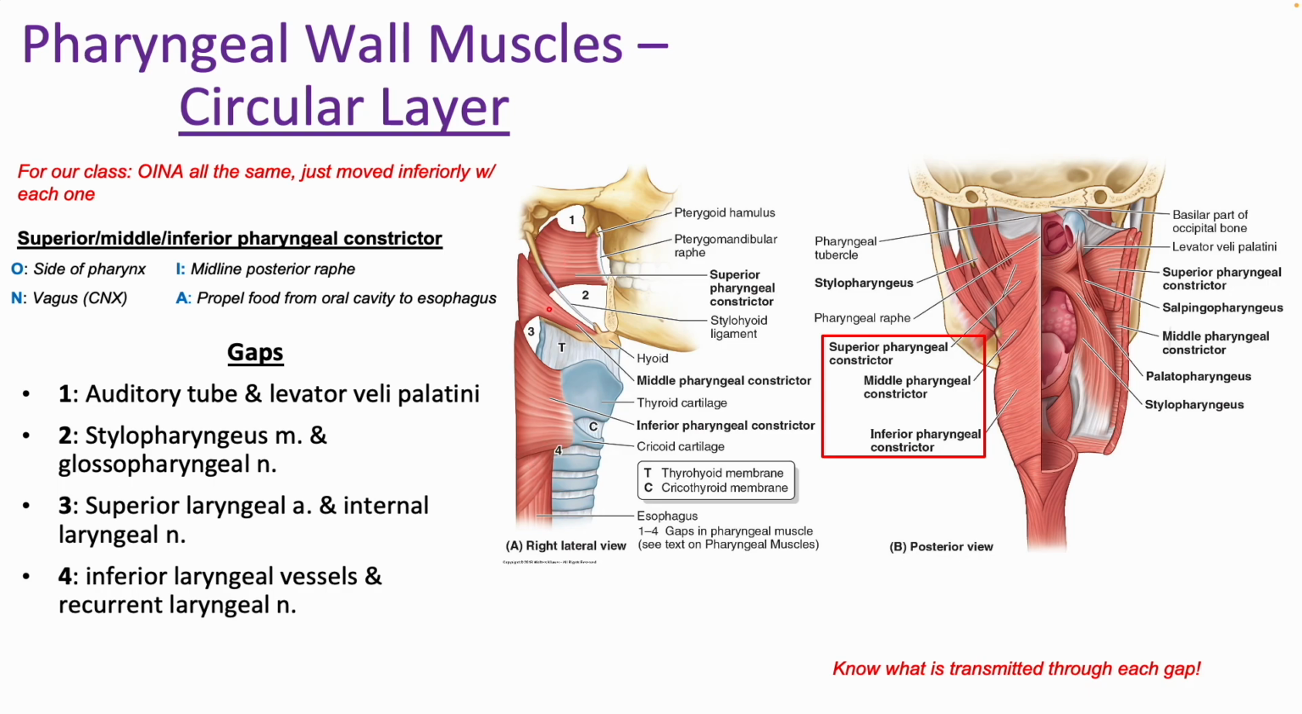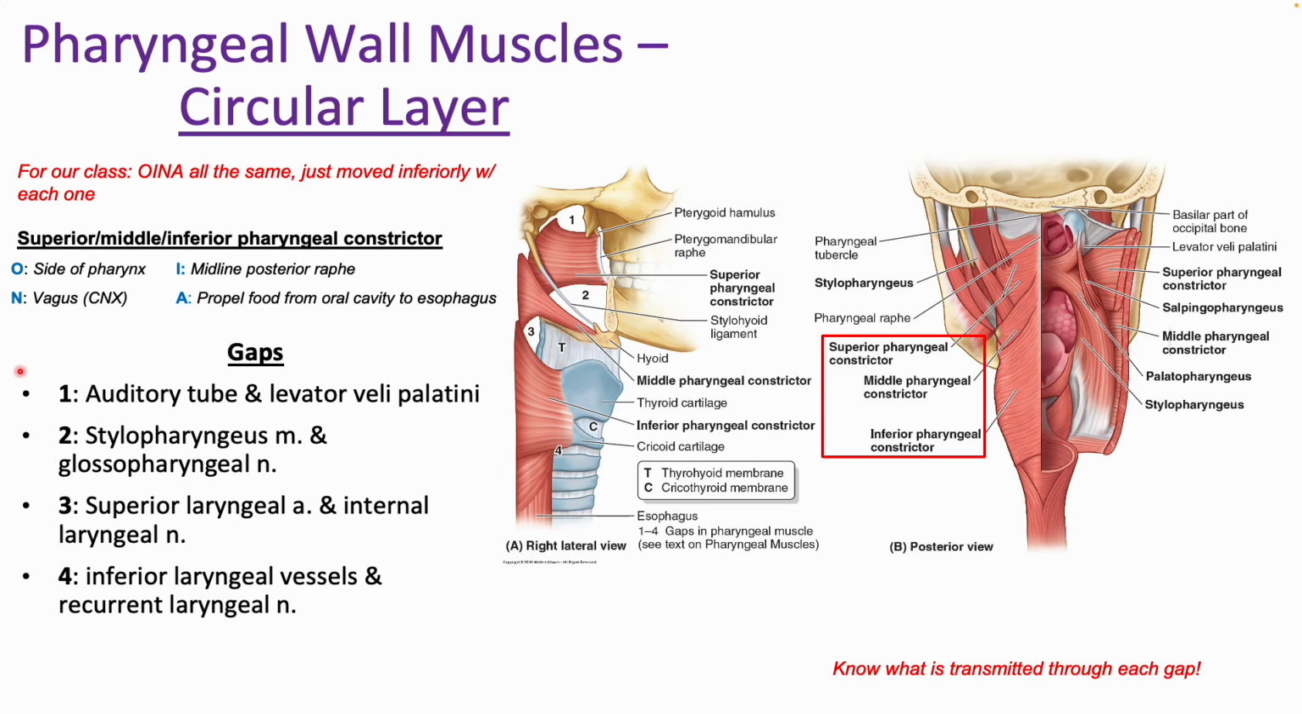And so one will contract, then this second one will contract, and then that'll contract, and the food will get propelled down. They're going to originate at different points at the side of the pharynx. They have some more specific names, but really all we need to know for the class of 2027 at least is that they attach at the midline at the side of the pharynx, and they're going to insert at the midline posterior raphe, which is going to run down here on the back.